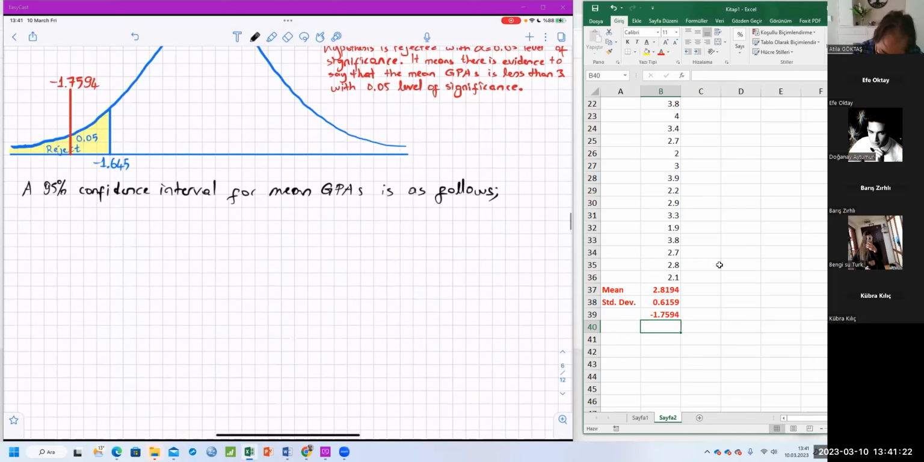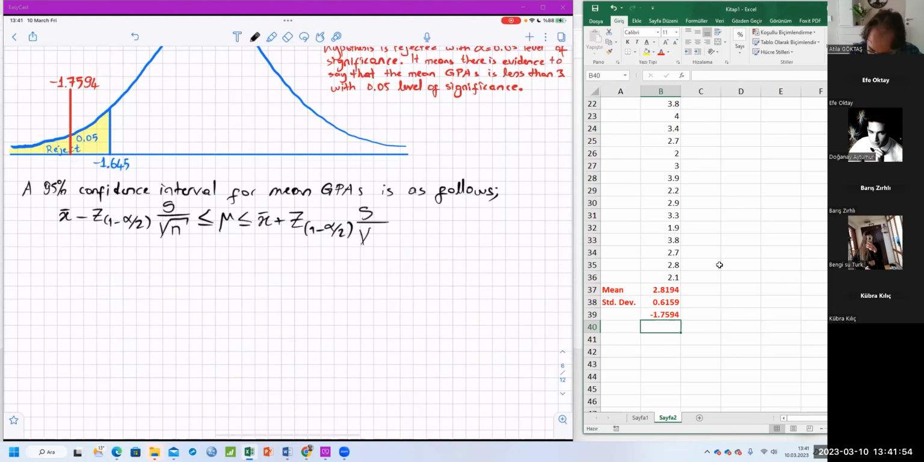Okay, remember the confidence interval was X bar minus Z 1 minus alpha divided by 2 times S, the sample standard deviation, divided by the square root of the sample size, less equal mu, less equal X bar plus Z 1 minus alpha divided by 2 times S divided by the square root of n.